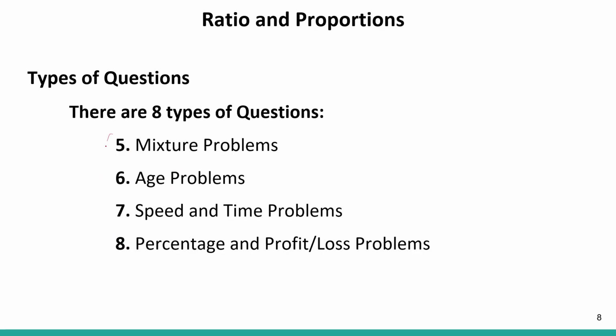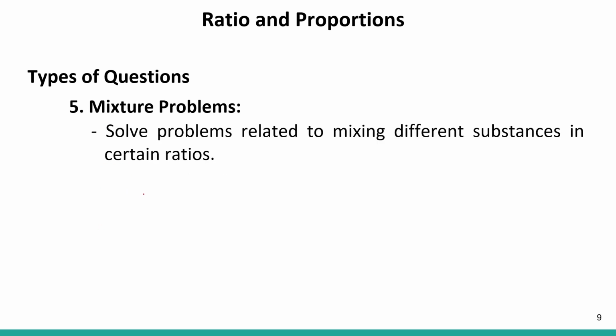That is, let's see the problems on mixtures, the problems on ages, and the speed and time problems, percentage and profit loss problems. Okay, let's see each one among them. So let's start with mixture problems. In mixture problems, we solve problems related to mixing different substances in certain ratios. Okay, we mix certain substances in different ratios.